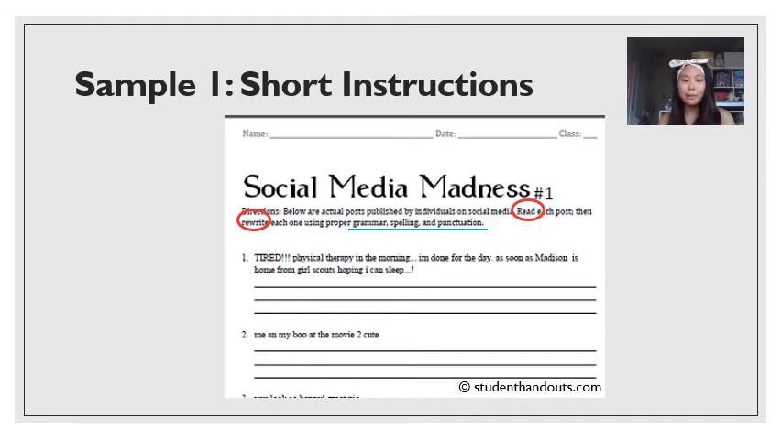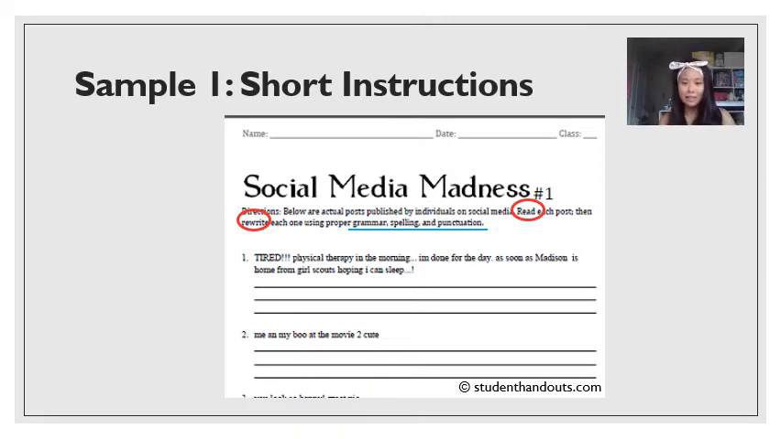So grammar, spelling, and punctuation is what this activity is trying to get at. They want us to fix these sentences with the proper grammar, spelling, and punctuation. Now, just to make sure that I understand what's being asked, I'm going to read the instructions through one more time. Below are actual posts published by individuals on social media. Read each post, then rewrite each one using proper grammar, spelling, and punctuation.